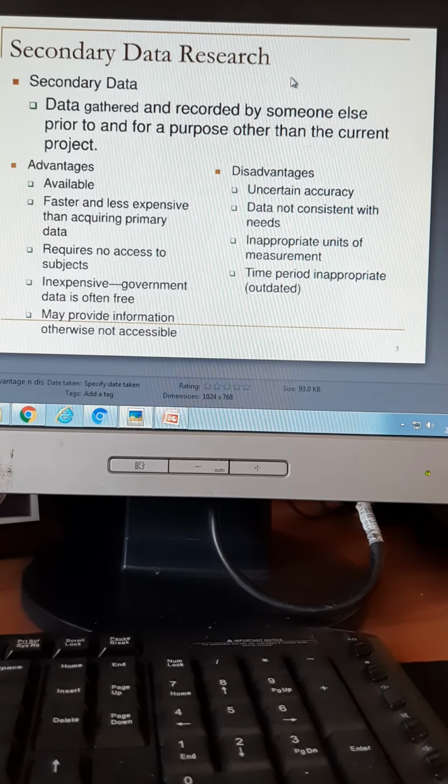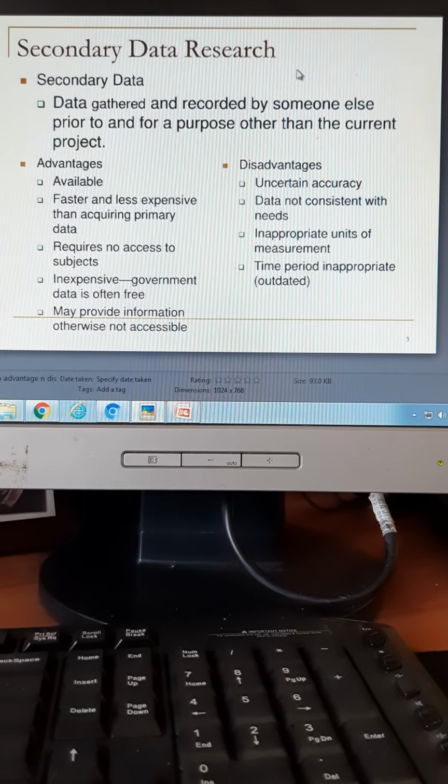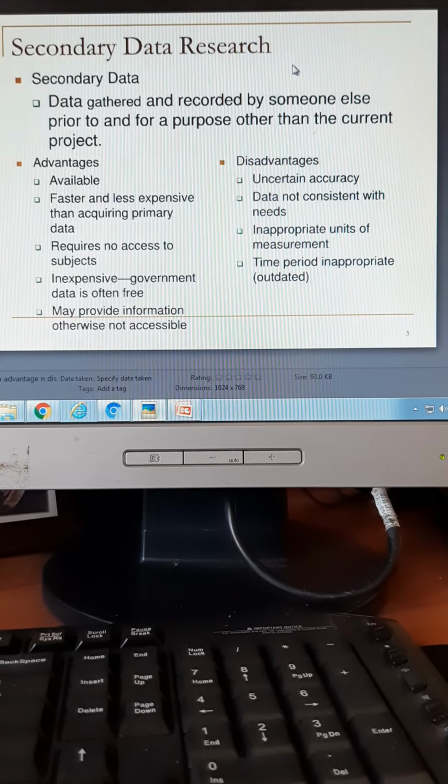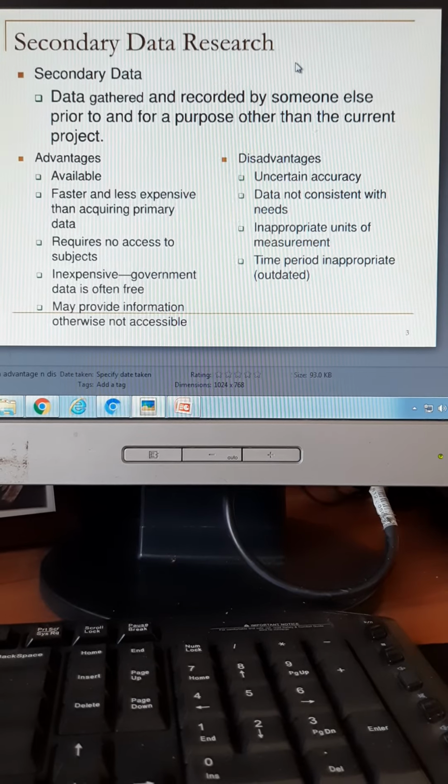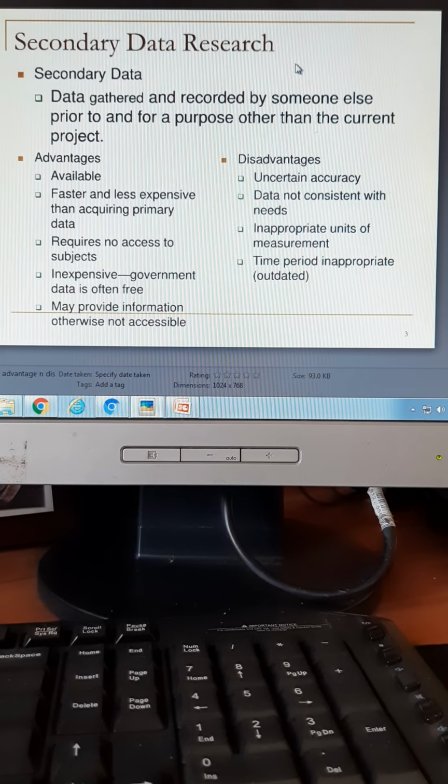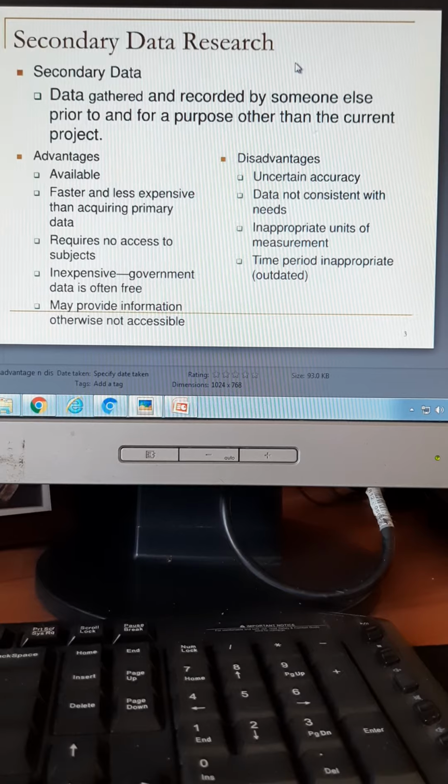The next one is projective techniques. I will record it in another capsule and send it. It's easier for me to upload, and it's easier for you all to learn also. Thank you very much.